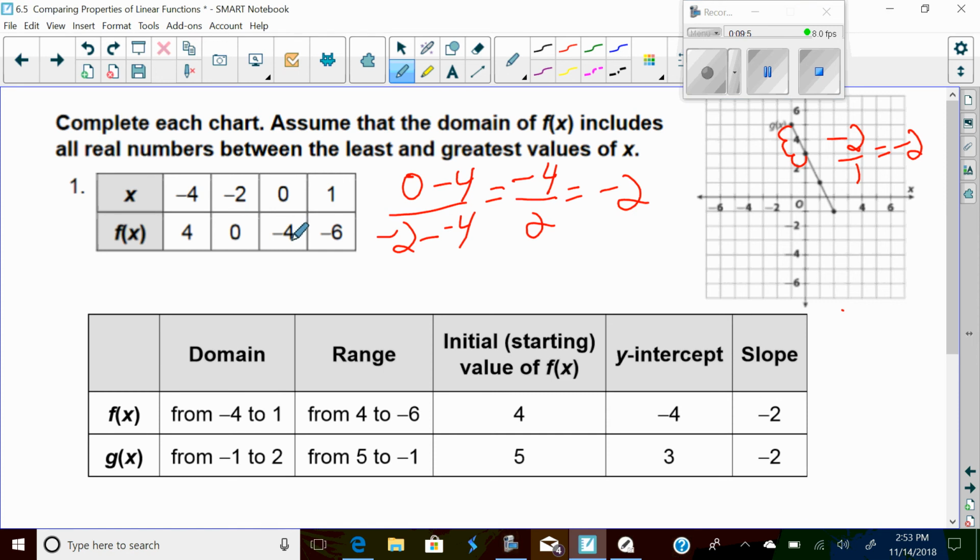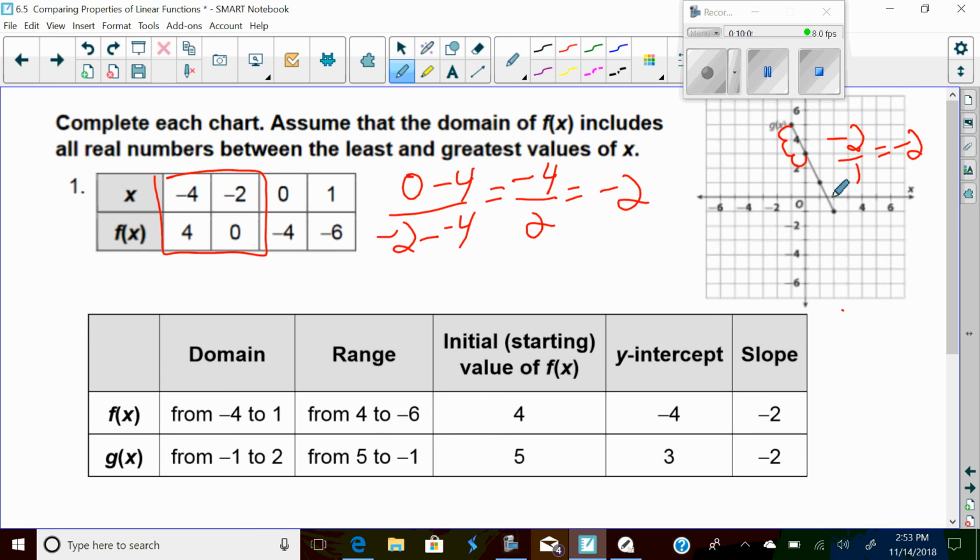And your slope, if you take these first 2 points here and plug it into the slope formula, you get -2. So that's f of x. G of x, how far to the left does it go? It goes all the way to -1. How far to the right does it go? It goes all the way to +2.